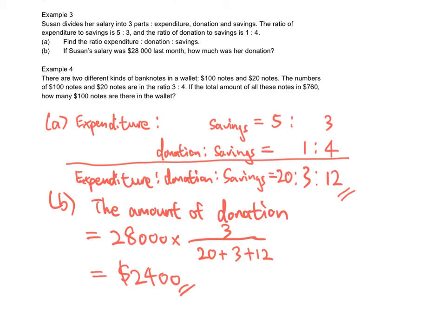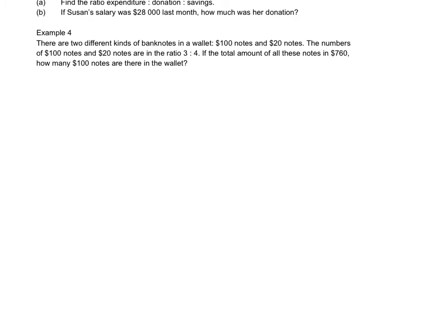Again, this one, the most important part is the fraction. You have to understand the meaning of this fraction. This is the number of parts and 3 parts for donation. So in terms of the fraction, it's 3 out of 35 parts. The last example is the most difficult one, so please pay attention.